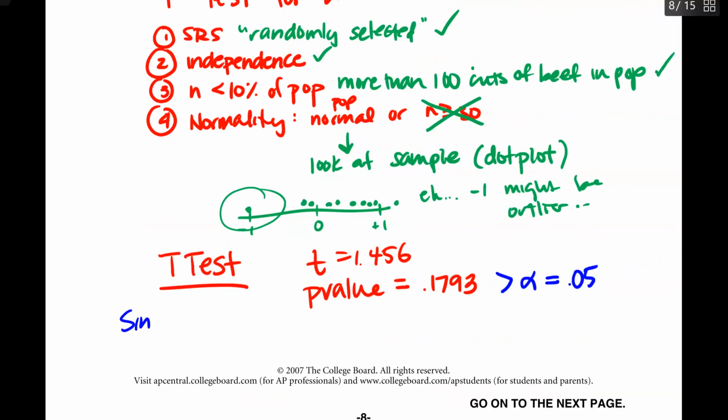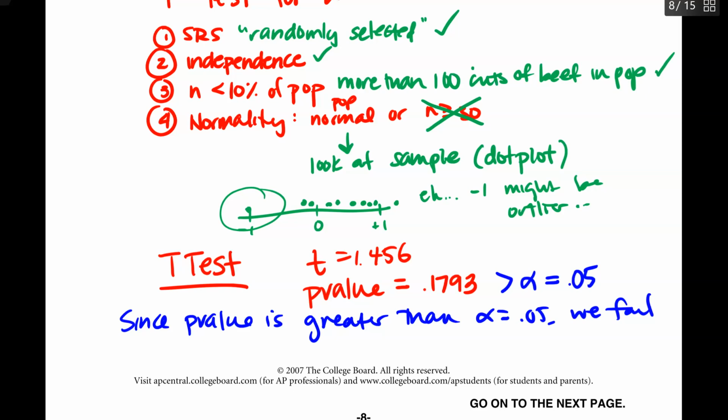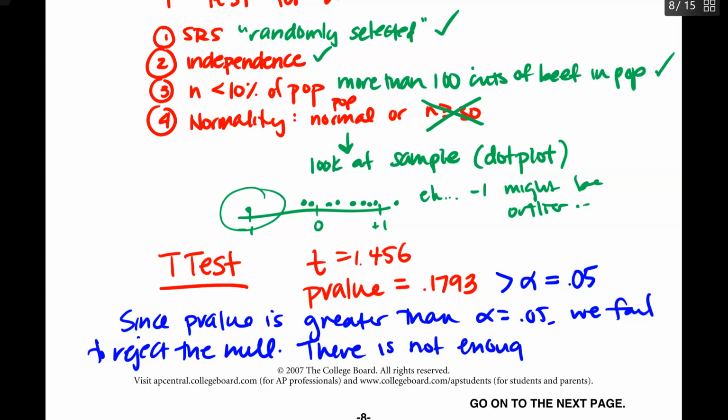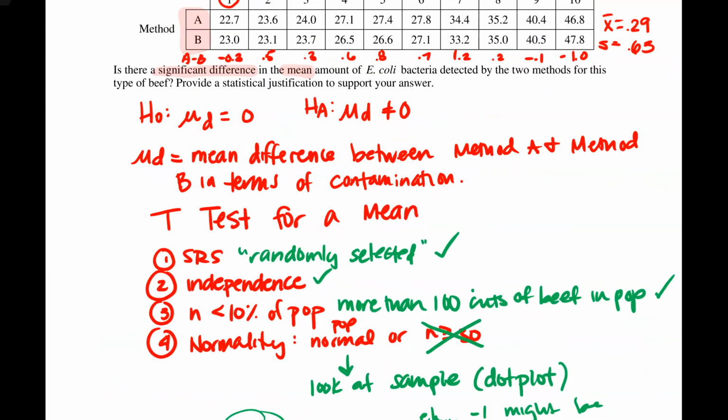And so since the p-value is greater than alpha equal to 0.05, we fail to reject the null. There is not enough evidence to conclude. And then I'm going to do my nice lazy thing. I'm going to grab a significant difference in blah, blah, blah, and I'm just going to steal all of that and write it at the end of there.